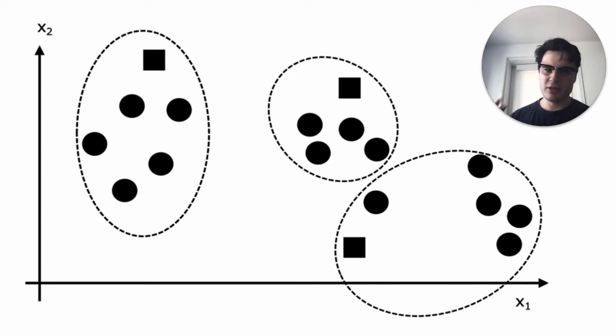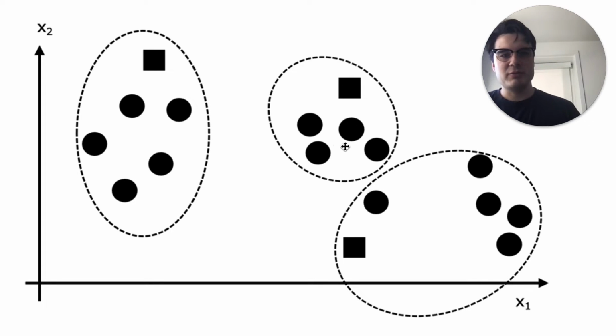So we just randomly threw 3 squares onto the page, and these points were closest to this square, so this is the initial cluster 1. These points were closest to this square, so that's cluster 2, and these points were closest to this square, so that's cluster 3. That's the starting point.